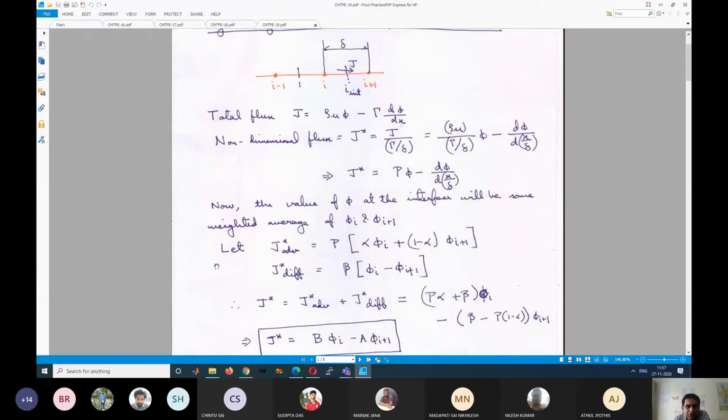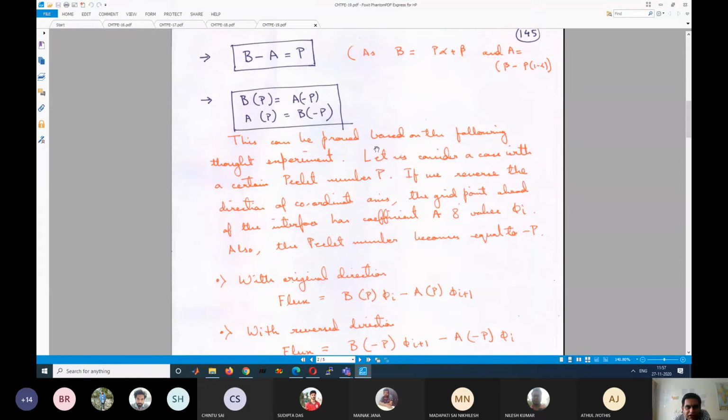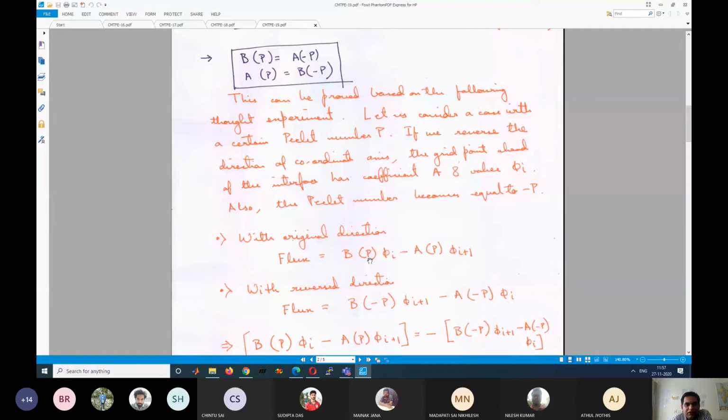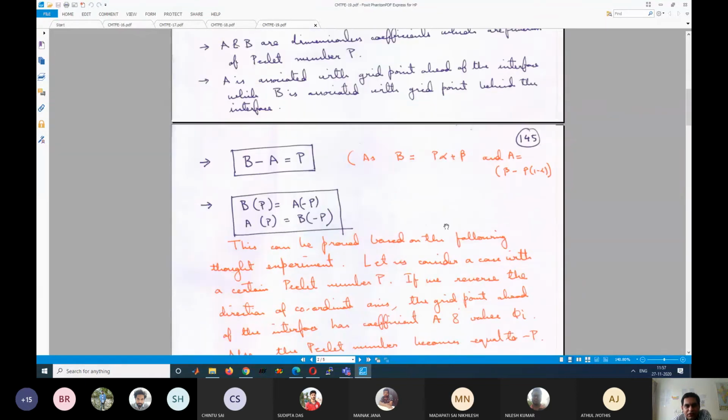Okay. So using this thought experiment, which I have written here elaborately, let us consider a case with a certain Peclet number p. If we reverse the direction of the coordinate axis, the grid point ahead of the interface has coefficient a and value phi I, and also the Peclet number becomes equal to minus p, because you are reversing it. So with the original direction, flux is b into phi I minus a into phi I plus 1. That is what we have written here.